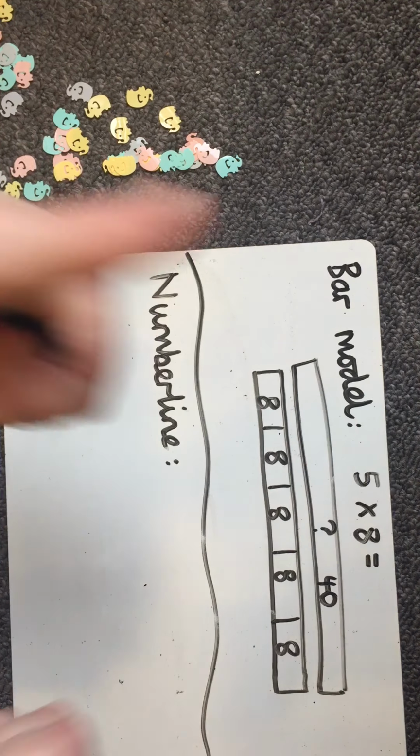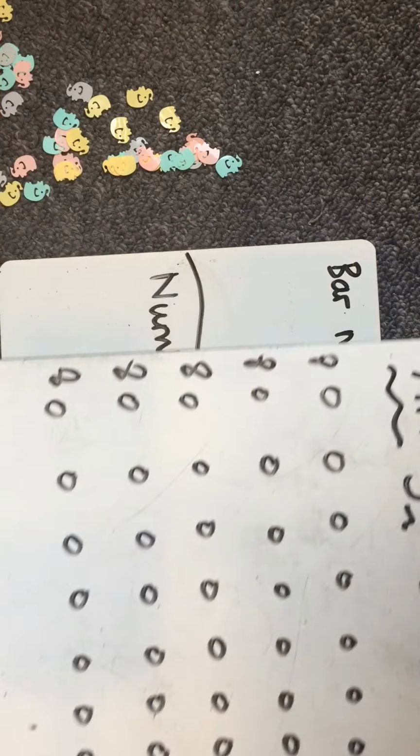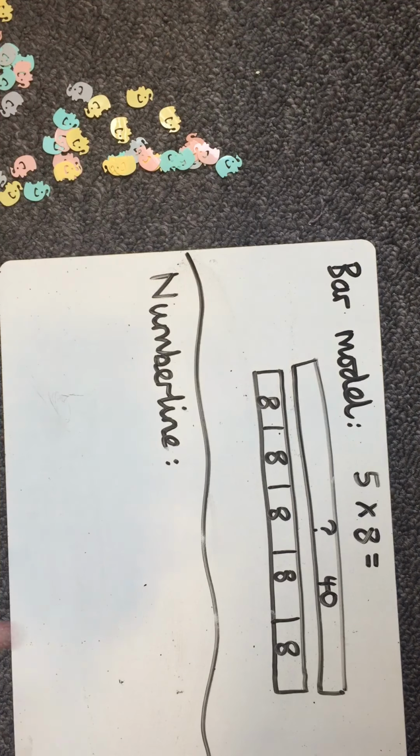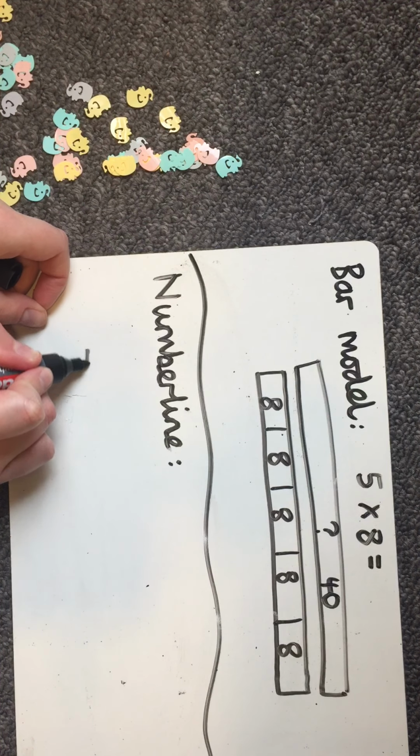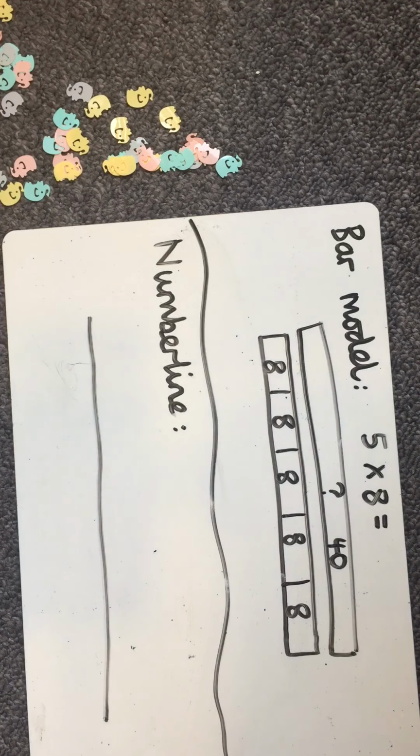Was that one better or worse than the array? What do you think? I think that one was quicker. So when we're multiplying or timesing bigger numbers, a bar model can be quicker. Okay, now we're going to do a number line. When you do this at home, make sure you do it with a ruler on your piece of paper.